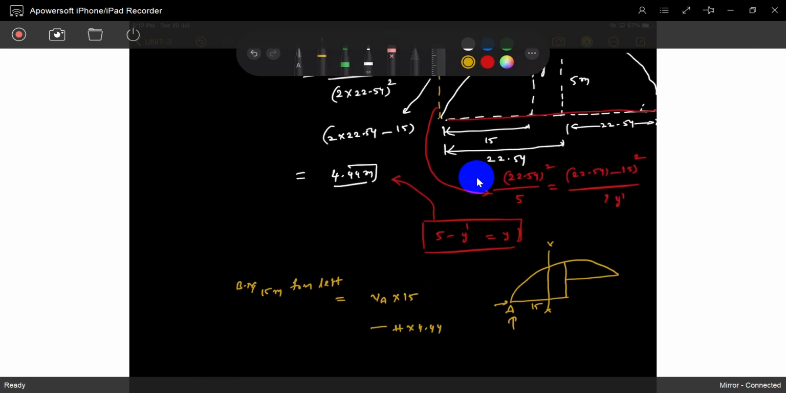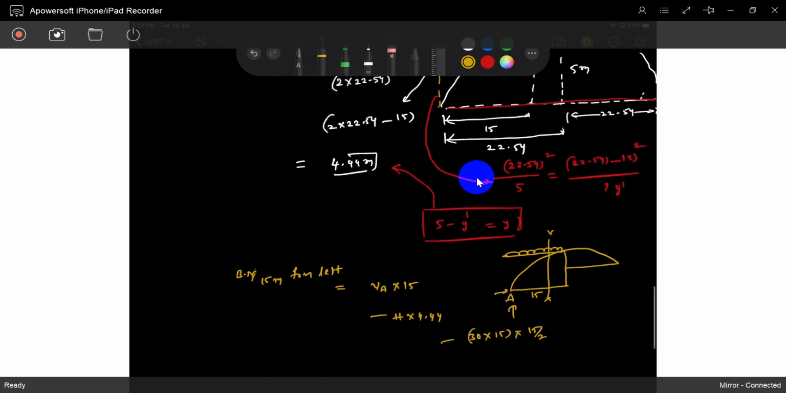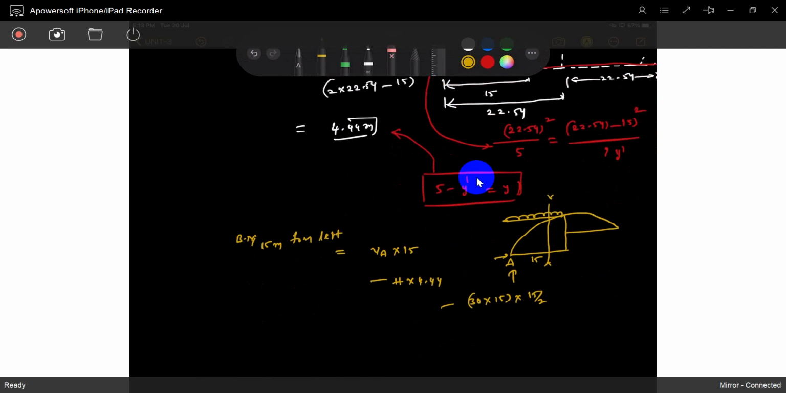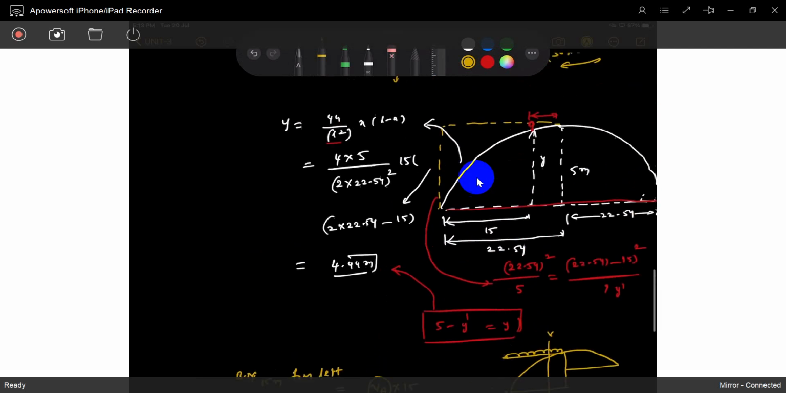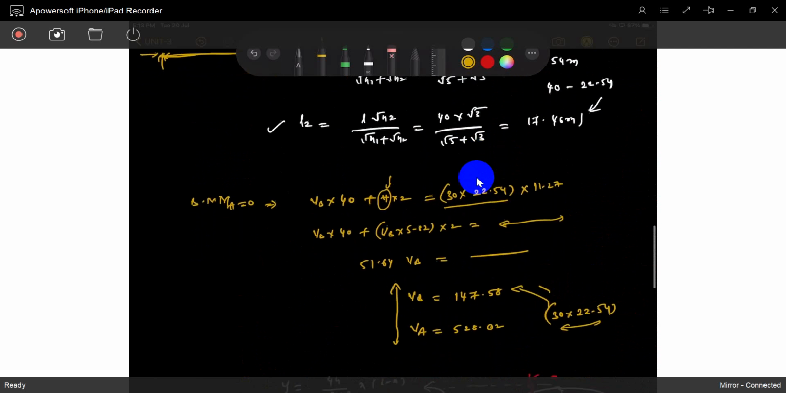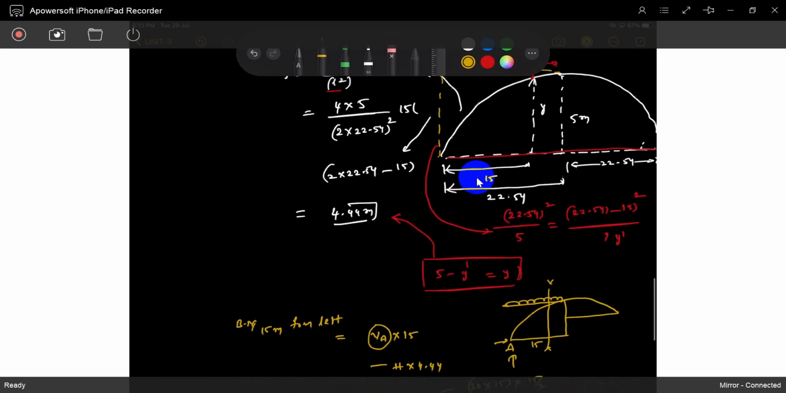Height of 4.44, and also minus this load. What is that load? 30 into 15, up to 15, and 15 by 2. That's it. Now that is the bending moment. So what is that value? What is the VA? VA is already known. VA is 528.02.